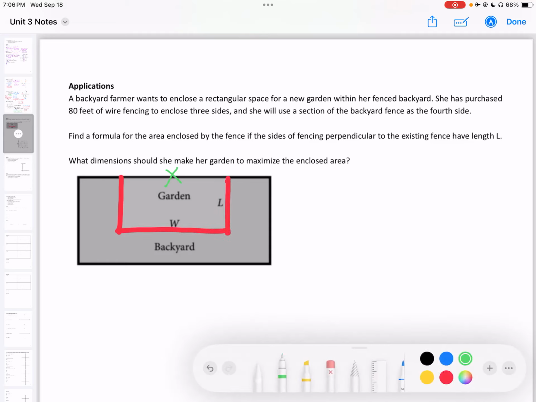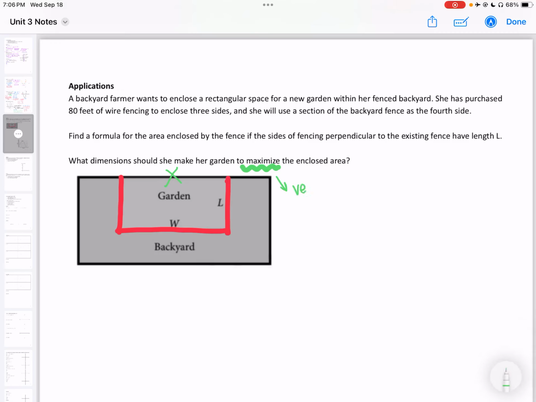Let's keep reading. Find a formula for the area enclosed by the fence if the sides of fencing perpendicular to the existing fence have length L. What dimension should she make her garden to maximize the enclosed area? Maximizing really talks about the vertex. That means our vertex is going to be at a maximum point, like this. That's a maximum.